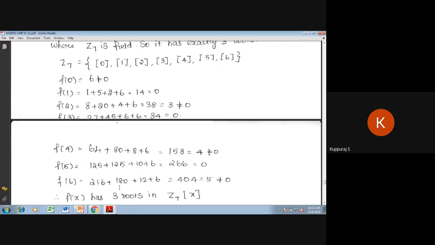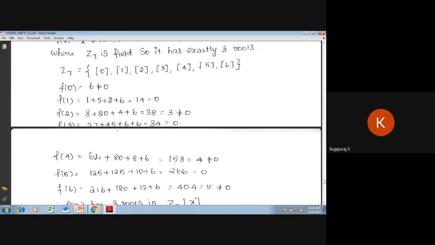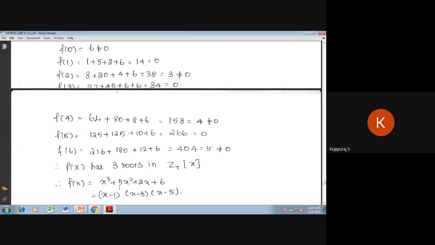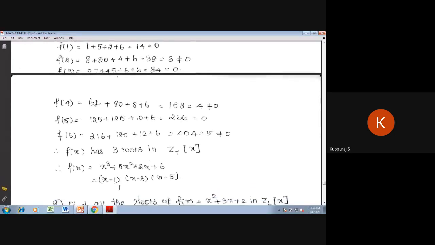So what are the roots? x equal to 1, x equal to 3, and x equal to 5. So these are the three roots of the given polynomial in Z7. Therefore, the given polynomial can be expressed as (x minus 1)(x minus 3)(x minus 5). So when you multiply these three factors, you can get the given polynomial.